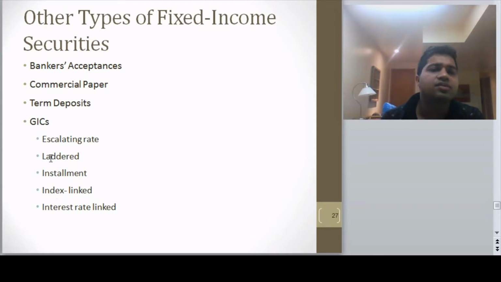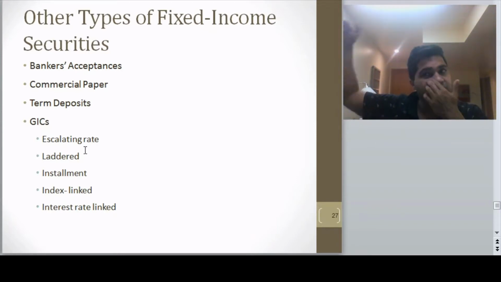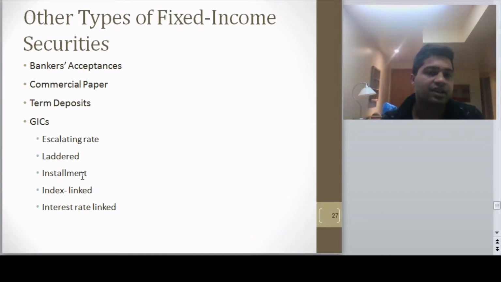Now there are different forms. You have escalating rate, so the rate keeps on increasing. Laddered, where the rate increases but only after a particular period. So for 5 years the rate remains constant, then it goes up for the next 5 years, then it goes up for the next 5 years, and so on. Installment, where you buy the bond by paying a lump sum and then you make regular investments. Index linked means you get a fixed minimum interest rate from the bond, plus your money is invested in the stock market and you get stock market returns. Interest rate linked, so it changes as per the interest rates in the market.